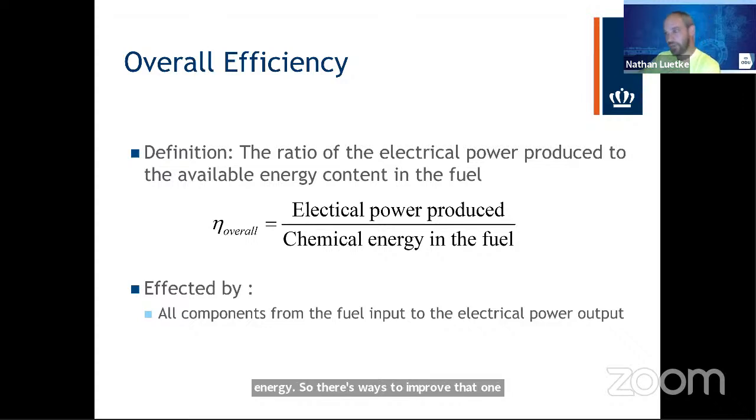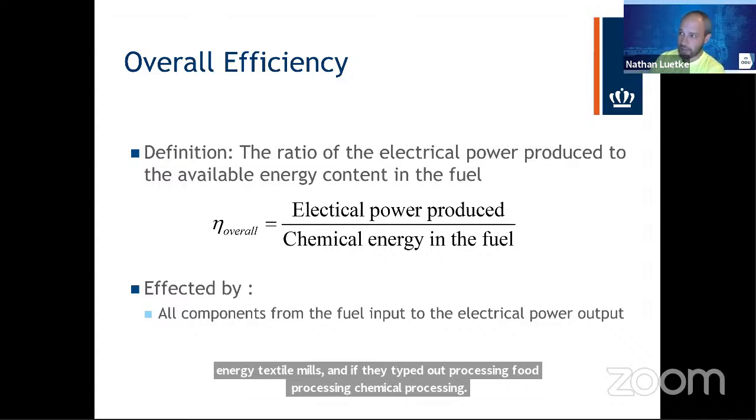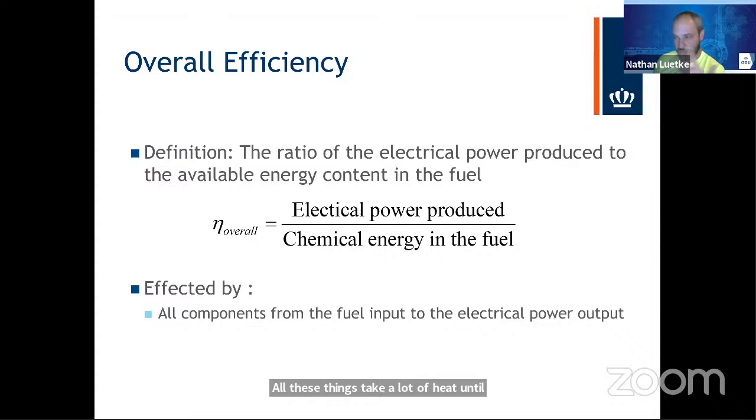One of them is to have cogeneration plants, where instead of wasting all that heat that you cannot convert to work, you can still use it for other things. There are a lot of industry applications where you need a lot of thermal energy: textile mills, textile processing, food processing, chemical processing. All these things take a lot of heat. Cogeneration plants generate power and use the wasted heat for other things. But we're not going to look at that right here. So overall efficiency is bad.